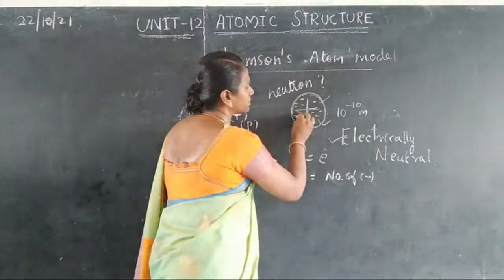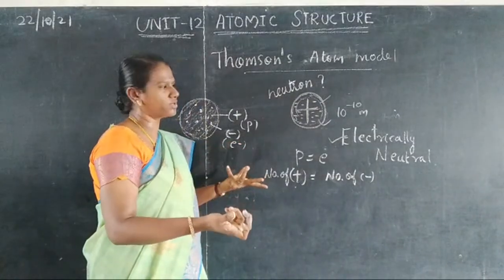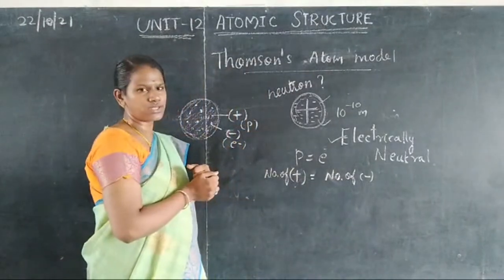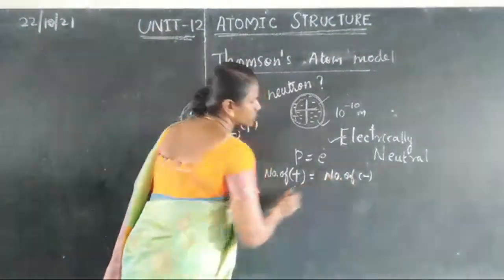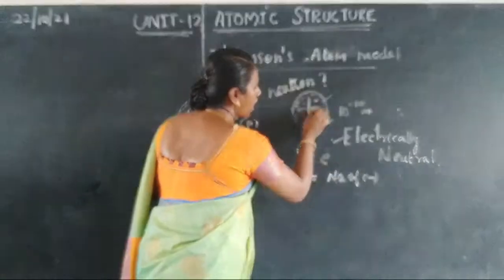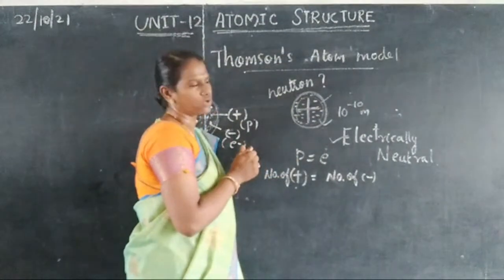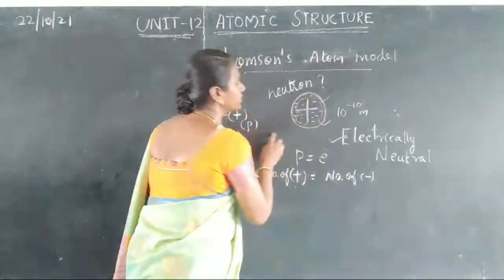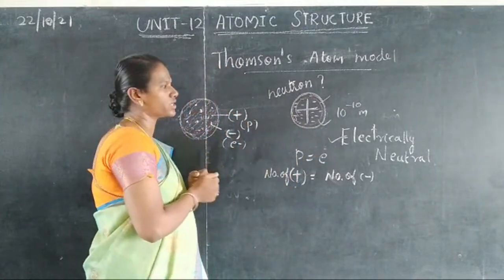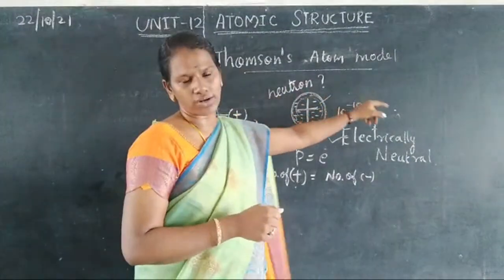So how are the positive charges shielded from the electrons, because protons and electrons are attracted to each other? They are opposite charges, so they attract each other. He couldn't explain how the positive charges and the electrons are shielded from each other, how the protons are shielded from the electrons without attracting. So this is the failure of Thomson's atom model.